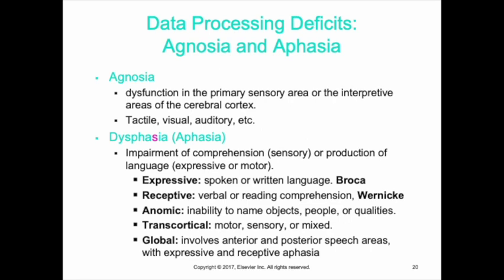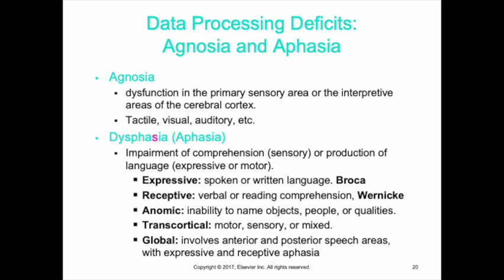Now, agnosia is produced by dysfunction in the primary sensory area or in the interpretive area, again, of that cerebral cortex, which is your temporal occipital area. And the types of agnosia and the associated area that's most commonly involved, these can be found in the table in your textbook. Although agnosia most commonly is associated with CVAs or strokes, it may arise from any pathological process that's injuring that specific area of the brain.